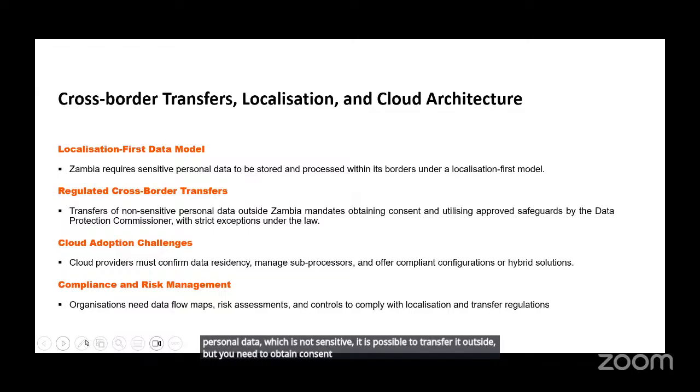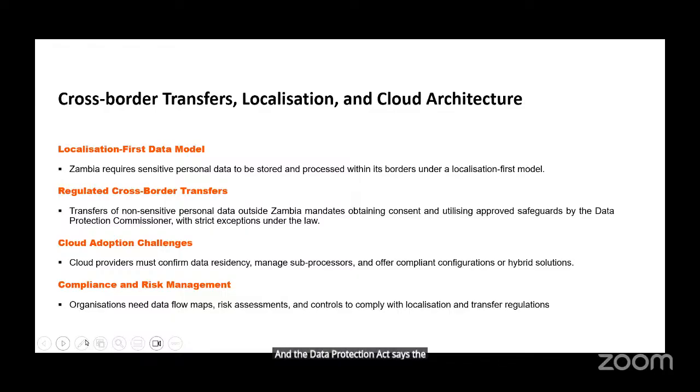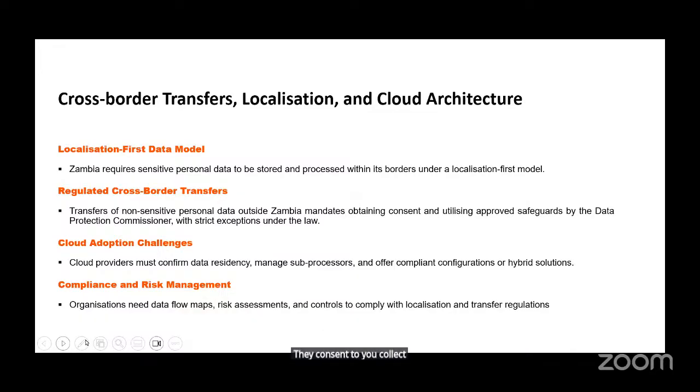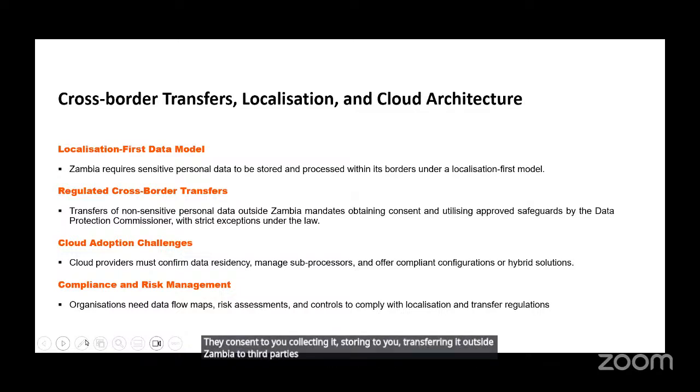I had also mentioned that the privacy notice is how you obtain consent from a person, and the Data Protection Act says the consent must be explicit. You cannot hide that consent somewhere down. If you are hiding it and the commissioner sees you have not complied, it has to be explicit. The person has to understand what they are consenting to: to you collecting it, storing it, and transferring it outside Zambia to third parties. Following that, you also need to obtain consent from the Data Protection Commissioner to transfer it outside.